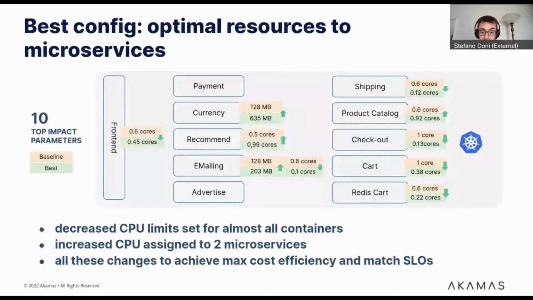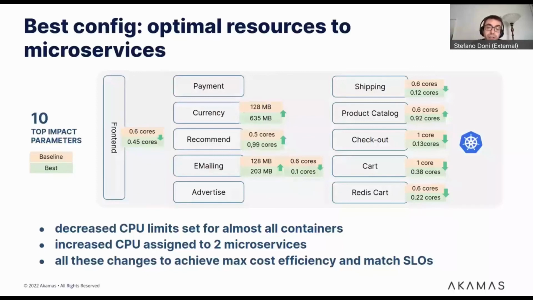What is very interesting is that machine learning and Akamas autonomously learned that in order to improve the performance and the cost efficiency, it had to decrease the CPU limit set for almost all containers. And that is a very smart move, because CPU, of course, is the biggest cost driver of running the application on the cloud. So machine learning automatically learned that during experiments.